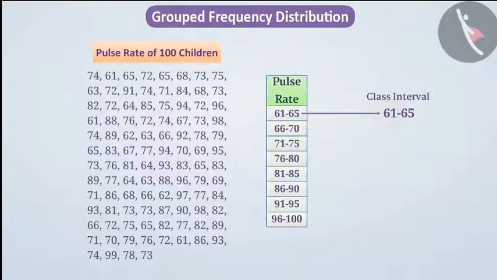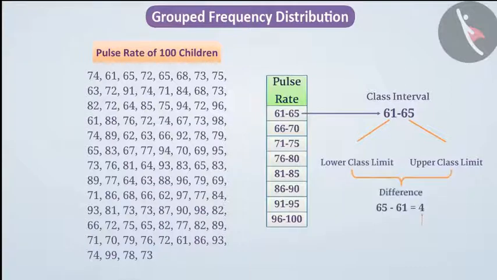The smallest number in a class interval is called the lower class limit of that class interval, and the largest number is called the upper class limit of that class interval. The difference between the upper class limit and lower class limit of a class is called class size or class width. Keep in mind that the size of each class interval is the same here. Now we will represent the data falling in these groups by tally marks.